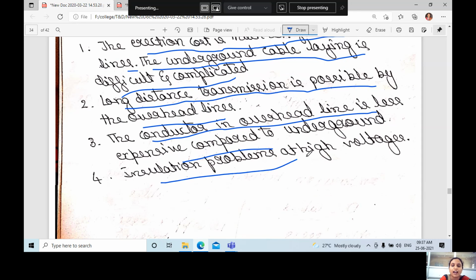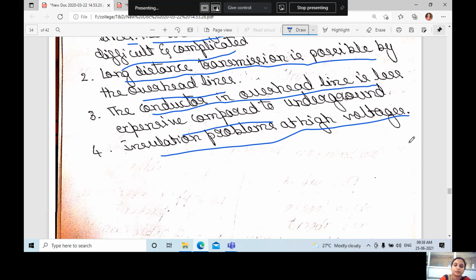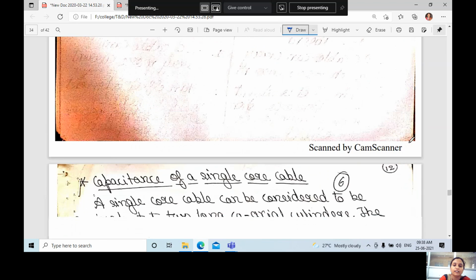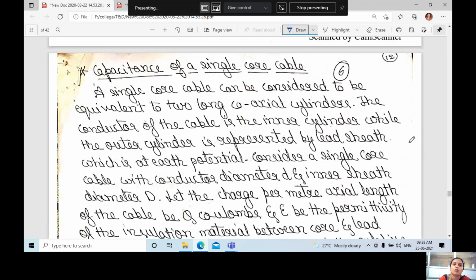Insulation problems at high voltage. Insulation is the main problem at high voltages, because the voltage will be high. Insulation layers will be increased, the cost will be increased, and it is difficult to maintain the insulation. In the next class, we shall discuss the capacitance of a single core cable.